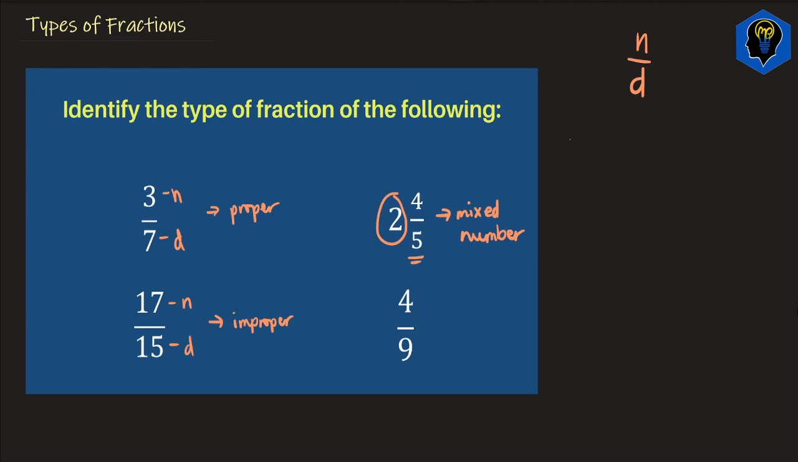And then finally, we have 4/9. So this is the numerator. This is the denominator. So again, this is proper fraction. So, napaka-dali lang. Kayang-kaya nyo. Just remember, the numerator is on top and the denominator is at the bottom.